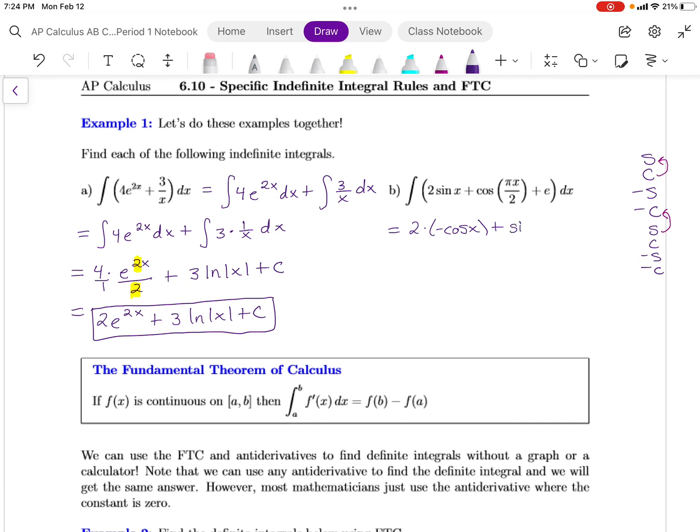So this is going to be sine of pi over 2 times x. But then I have a constant times x, so I need to divide by pi over 2. And then plus, what's the antiderivative of a constant? Well, it's the constant times x plus c. Okay, and then just to get this to look a little bit more like how College Board would have it, this would be negative 2 cosine of x plus 2 over pi sine of pi over 2 x plus e times x plus c.